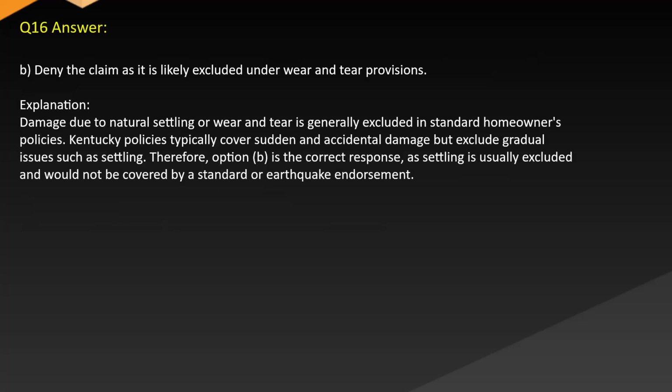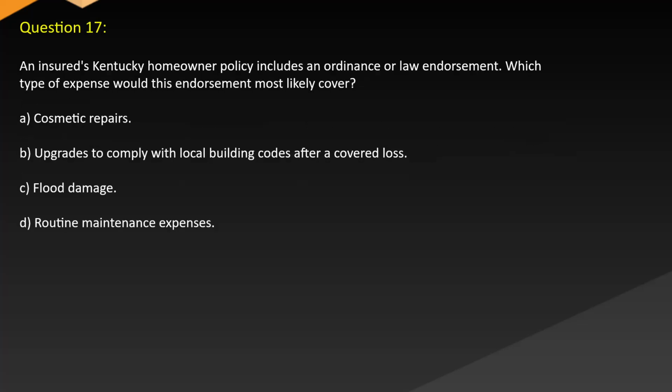Answer B. Deny the claim as it is likely excluded under wear and tear provisions. Explanation. Damage due to natural settling or wear and tear is generally excluded in standard homeowners policies. Kentucky policies typically cover sudden and accidental damage, but exclude gradual issues such as settling. Therefore, option B is the correct response, as settling is usually excluded and would not be covered by a standard or earthquake endorsement.